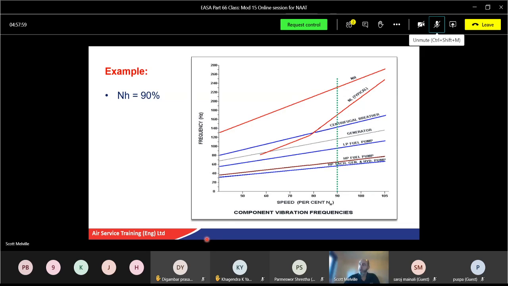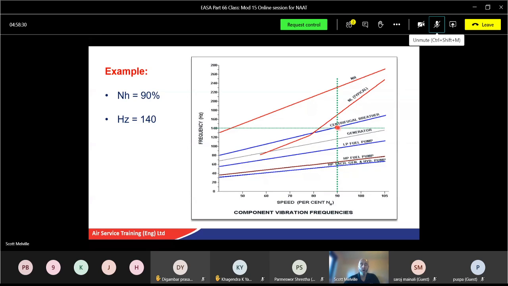Okay, so let's look along at 90%. We've got speed on the bottom here, NH spool. So we read along the graph to 90% and put a line up. Then we get the frequency, because remember frequency is classed in hertz. So on the frequency side of the graph, we find 140, and we draw a line across there as well. And we've now got an intersection at this point here. Now we found that at 90% NH, we got a vibration warning, and it was 140 hertz.